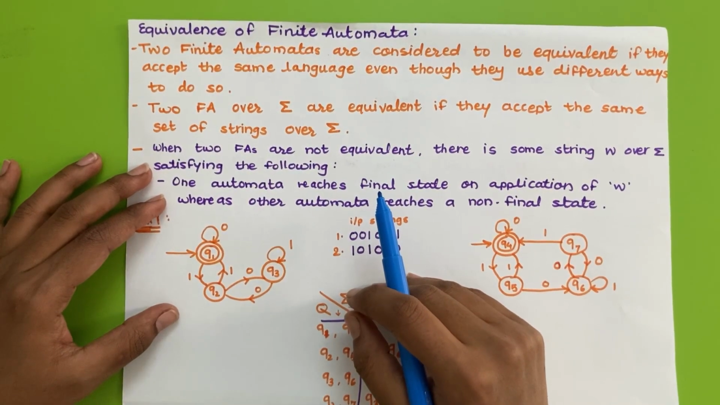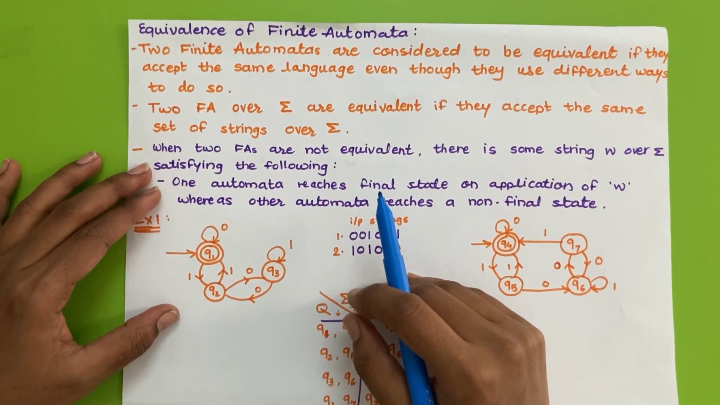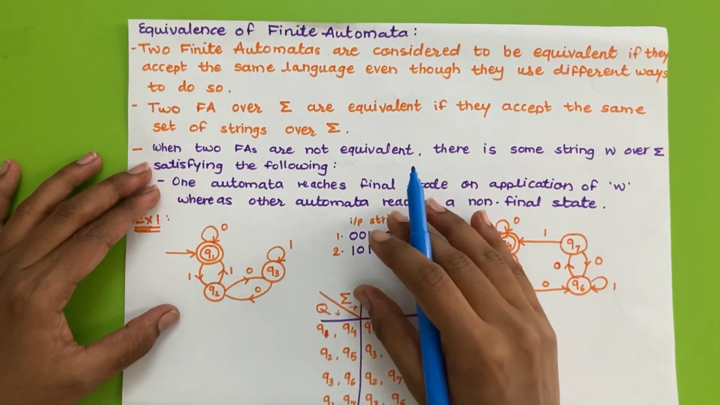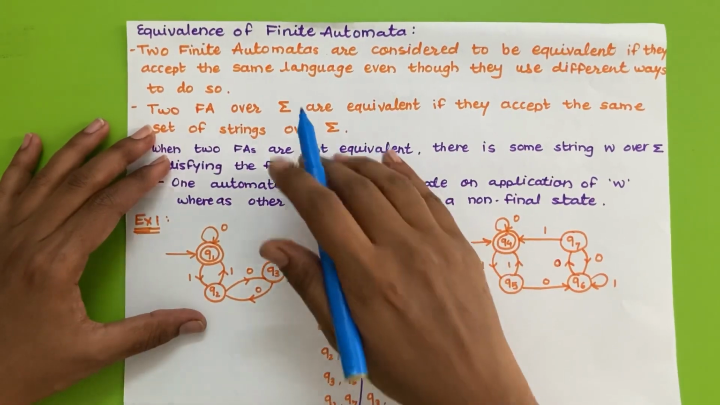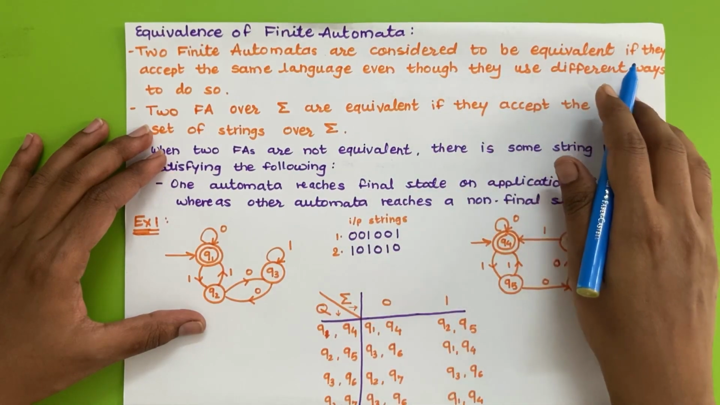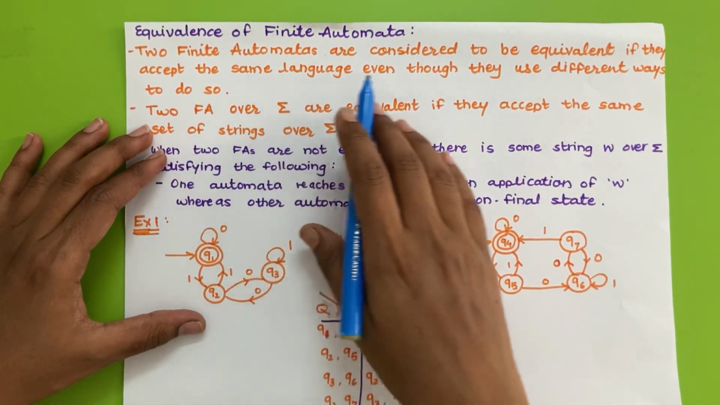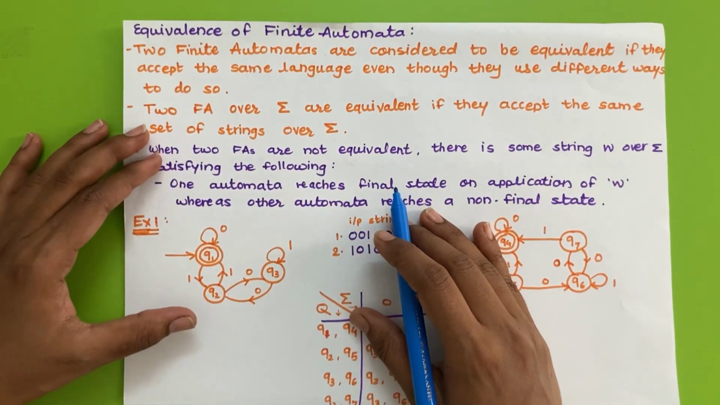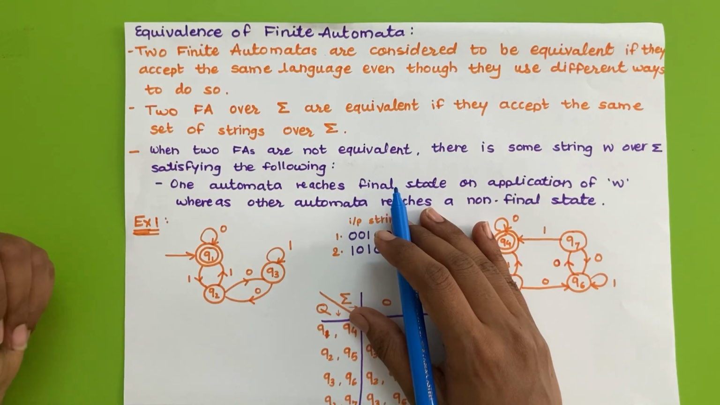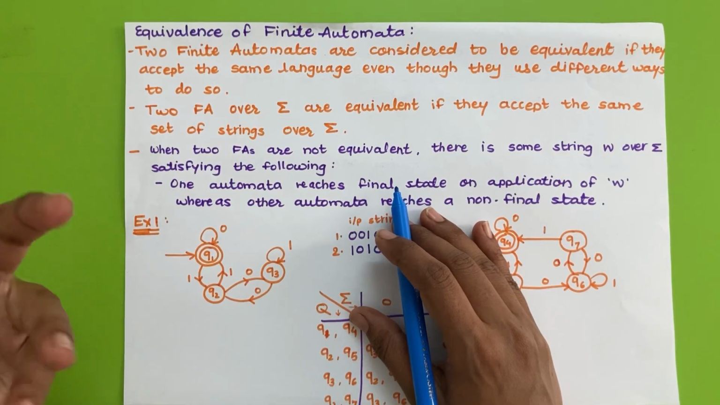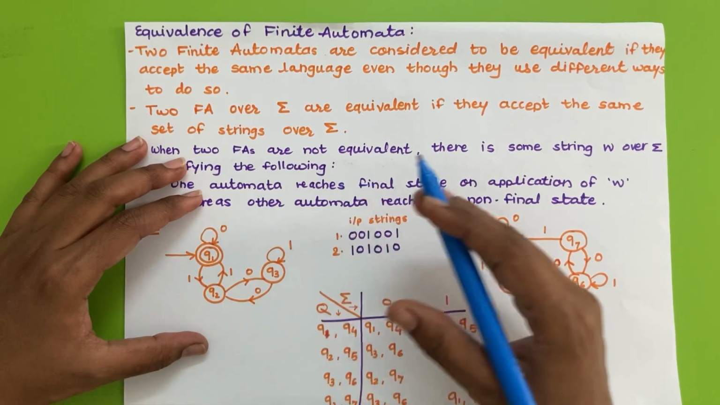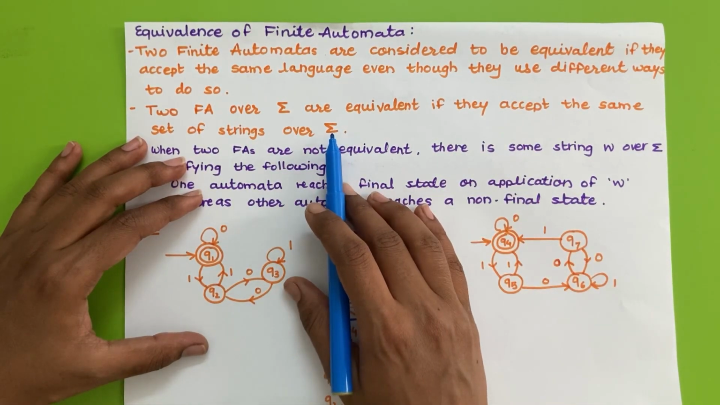Now our today's topic is equivalence of finite automata. Equivalence of finite automata means two different automatas are considered to be equivalent if they accept the same language even though they use different ways to do so. Means what? Two different finite automatas are equivalent if they accept the same set of strings, or the same language over the symbols present in set sigma.